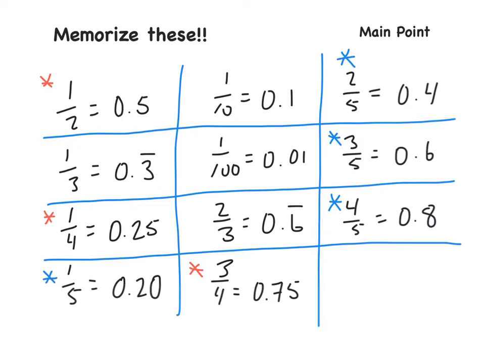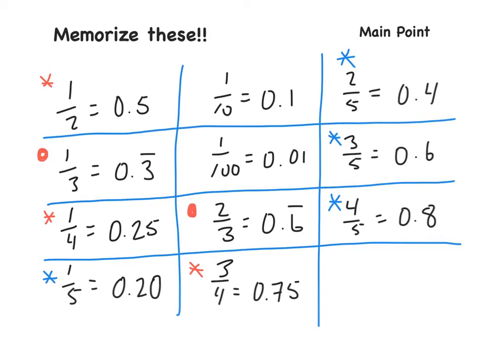Then let's look at 1/3 and 2/3. So if we have 1/3 of something, it is 0.3 with the repeating decimal. So it's 0.33333333. And if we look at 2/3, this means that we have 2/3 of a whole, so instead of 0.3 repeating, we have 0.6 repeating, so it would be 0.66666 continuing.